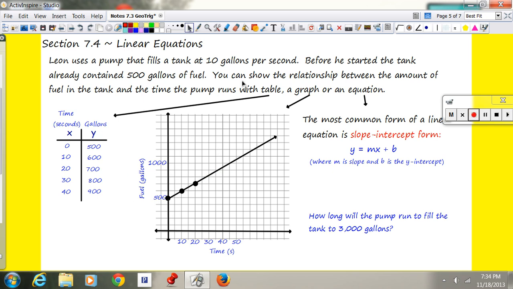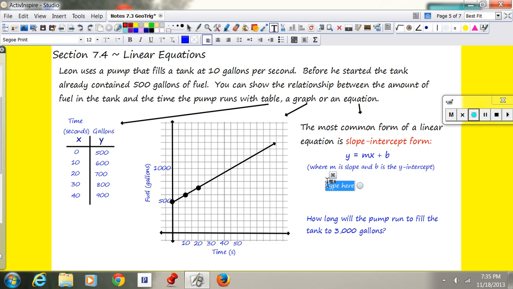All right, so that's one way that we can show a slope. We're going to go up 100 gallons for every 10 seconds. Here's the graph of it. And then we have the slope-intercept form, which we could make an equation where m is the slope and b is the y-intercept.